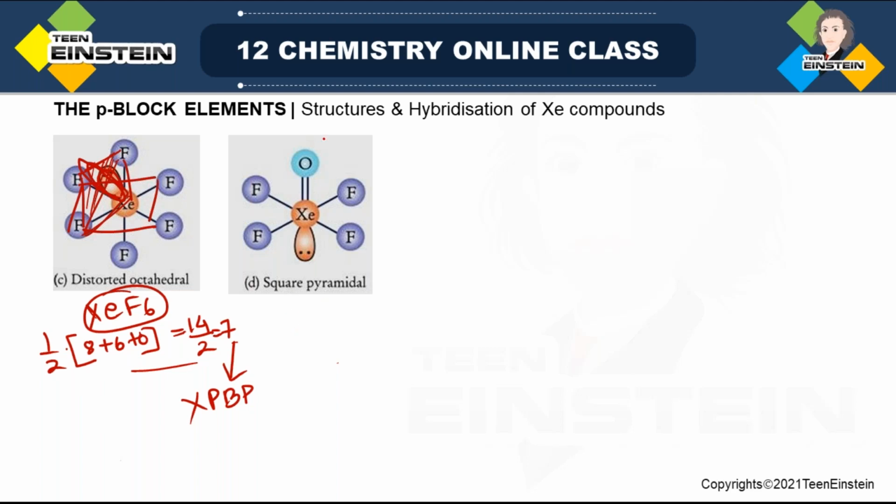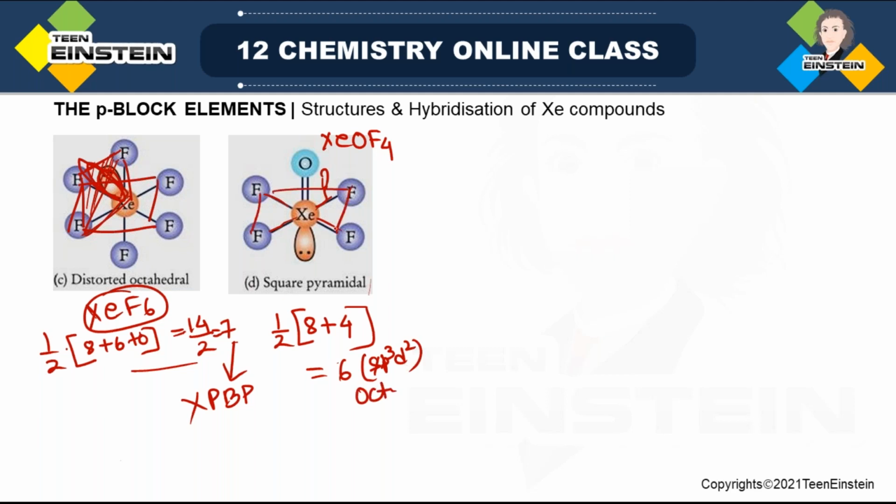Then the next molecule is XeOF4, square pyramidal. But how are you getting this? Half, 8, total 4 monovalent atoms. This bond we will not consider, it is a double bond, and overall the molecule is neutral. So what value are you getting? 6. That means it is sp3d2, and sp3d2 means it should be octahedral.